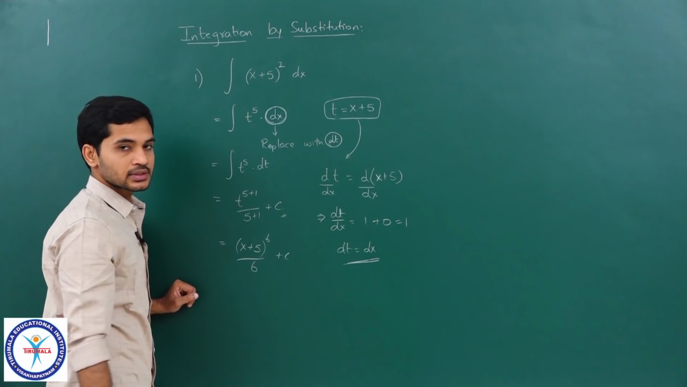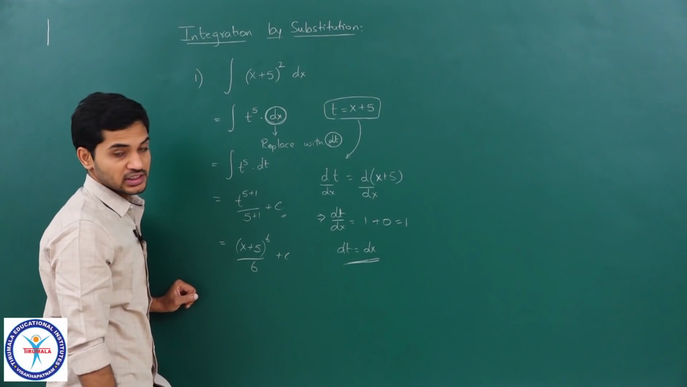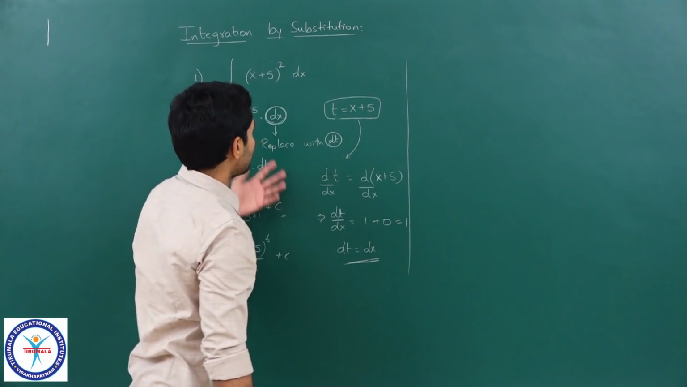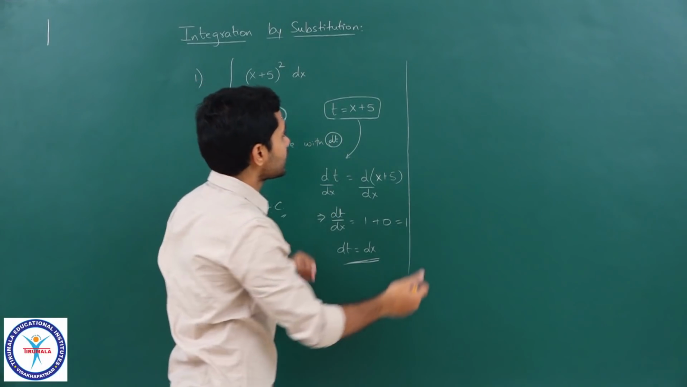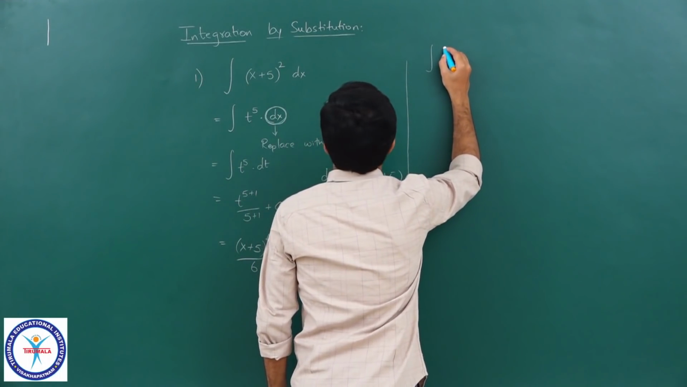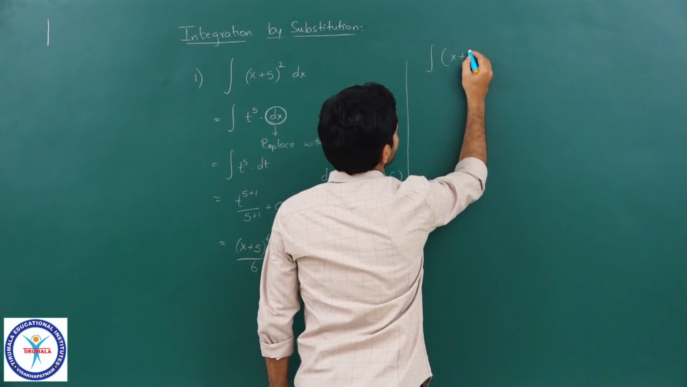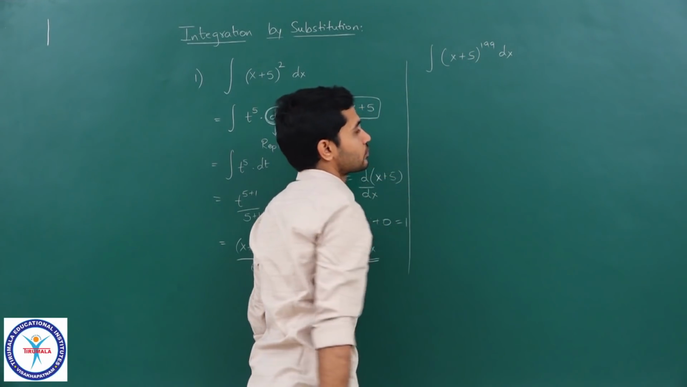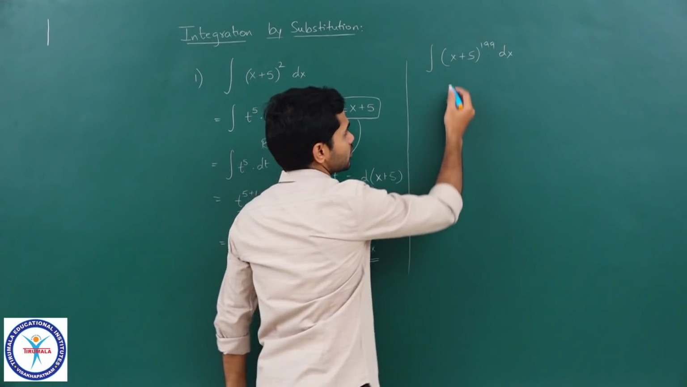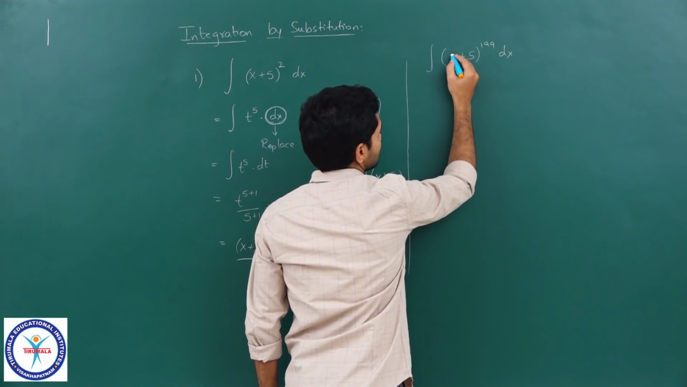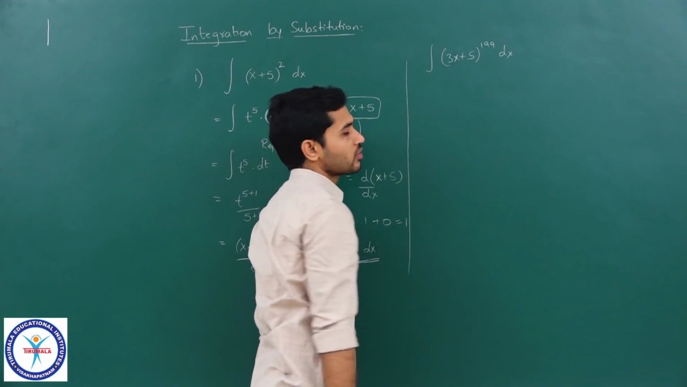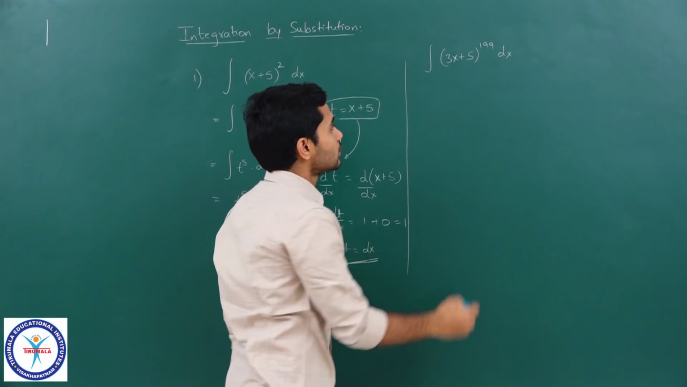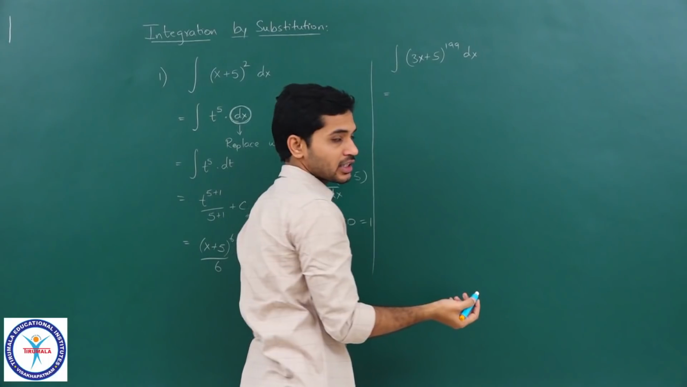So, that is it, students. That would be the final answer for that, clear. Now, as I asked you earlier, what if this was 199? Let us say x plus 5 power 199 dx. Let us not take x plus 5, let us this time take 3x plus 5. So, 3x plus 5 whole power 199 dx. How do we integrate this? Once again the method is the same.